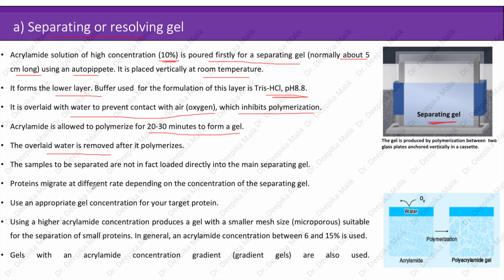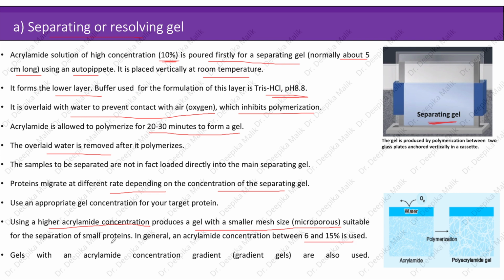Proteins migrate at different rates depending on the concentration of the separating gel. Use an appropriate gel concentration for your target protein. Using a higher acrylamide concentration produces a gel with smaller mesh size, that is microporous, suitable for the separation of small proteins. In general, an acrylamide concentration between 6 and 15% is used.